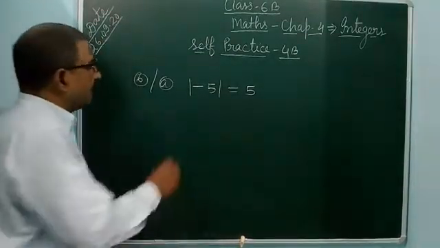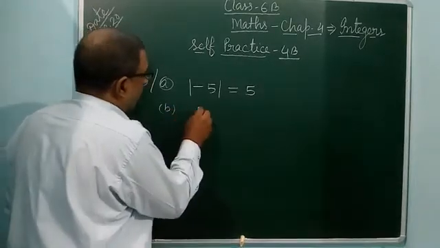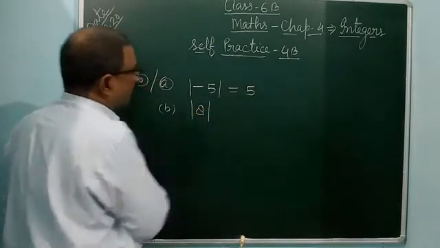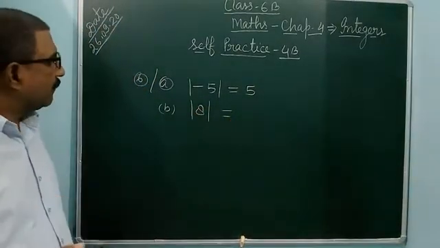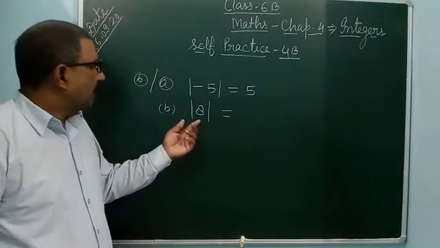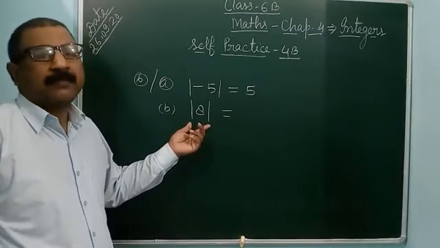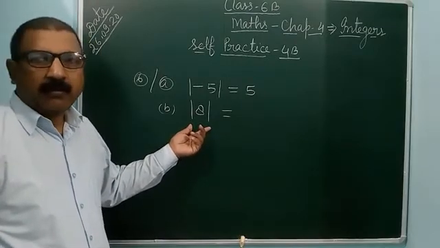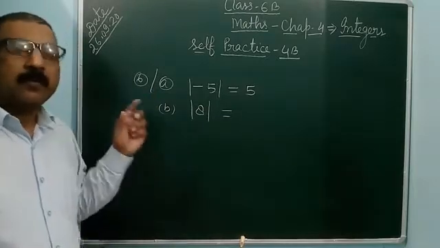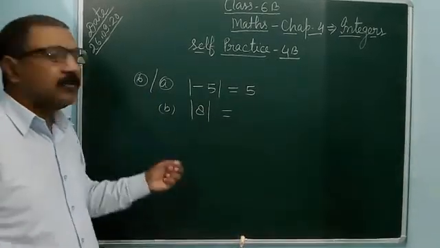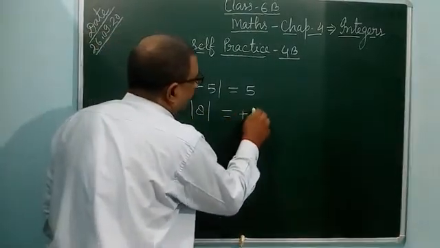Like that, question number B. 8 is given in mod. 8 means the positive integer. When it is put in mod, you are finding the absolute value of plus 8. So the absolute value of a positive number is always a positive number. So 8 means plus 8. Plus 8 means 8, same thing.